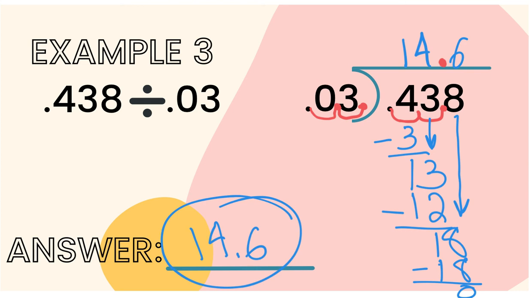So when you divide decimals, one last time, let's go through the steps. You move the decimal on the outside however many times to make it a whole number. You move the decimal on the inside the same amount of times, and then you bring your decimal straight up and do regular long division. And that is how you divide decimals.